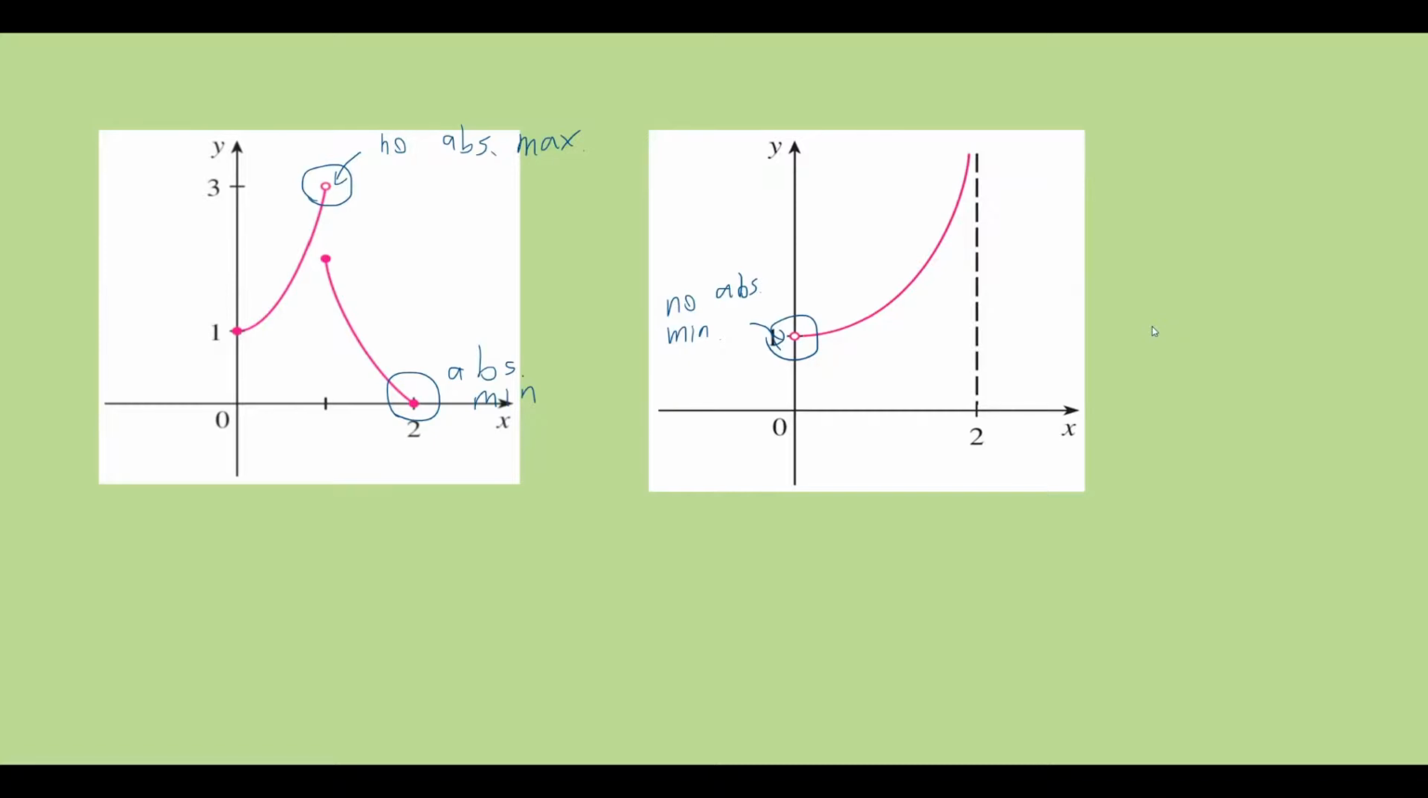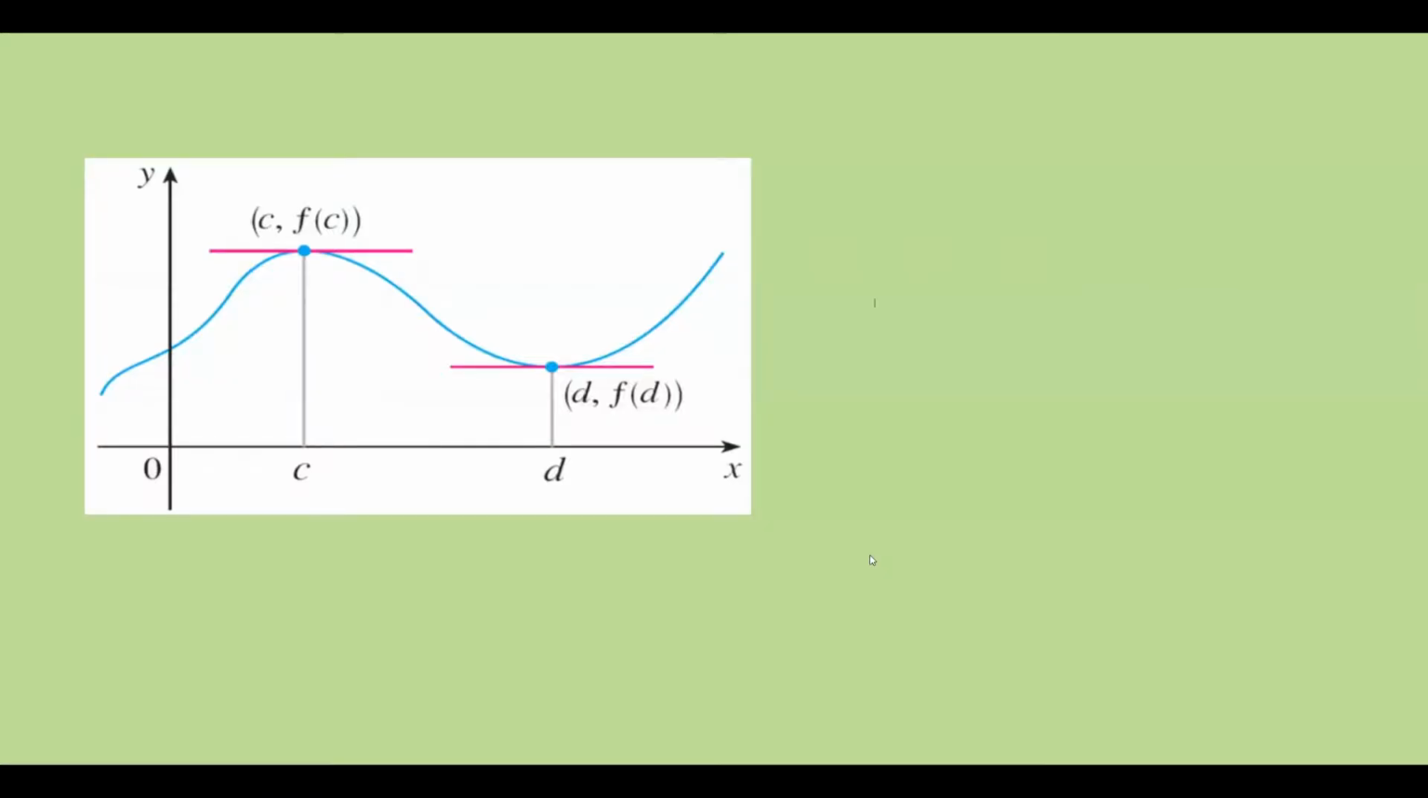Now on the right-hand side, you can see that this graph shoots up to infinity as the x value gets closer and closer to 2, right? That looks like a vertical asymptote in terms of the rational function. But it's going to shoot up to infinity and never stop. It's never going to hit x equal to 2. So in this case, we say that there is no absolute max either, because it's non-stopping. It's just going to keep going to positive infinity forever.